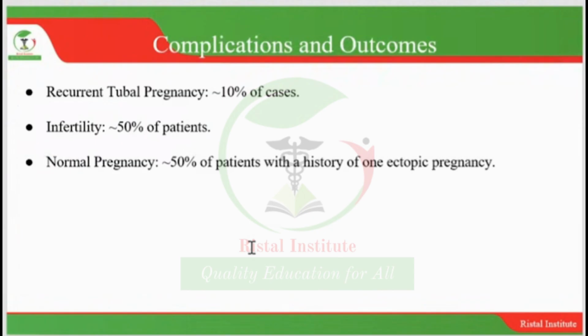Complications and outcomes: recurrent tubal pregnancy may occur in about 10% of cases. Infertility can occur in about 50% of patients. Then normal pregnancy can also occur in about 50% of cases.